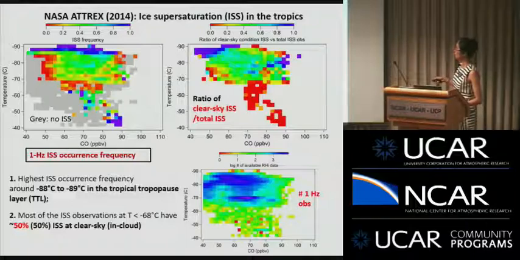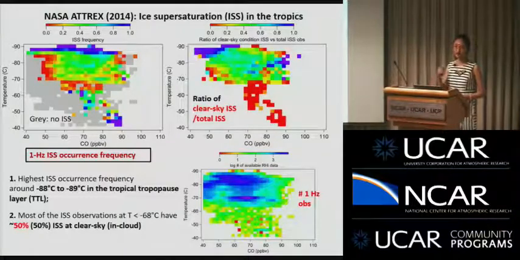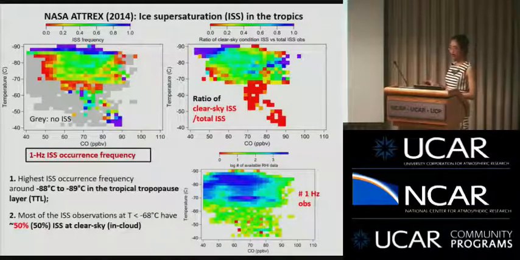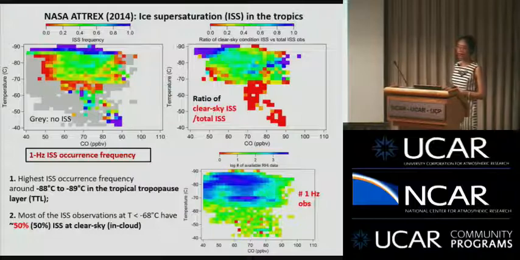But what is interesting is the partition. How much supersaturation stays in clear sky? How much of it converts to being with cloud? So here's a ratio between clear sky supersaturation and the total supersaturation, which is clear sky plus in-cloud. If you have red color, it means most of the supersaturation is already with ice crystals, and they seem to have a clear cutoff around minus 68 Celsius, and is also associated with relatively higher CO concentration. Why is that? I speculate this is probably convective influence, but why there is a clear temperature cutoff, I have to study more.